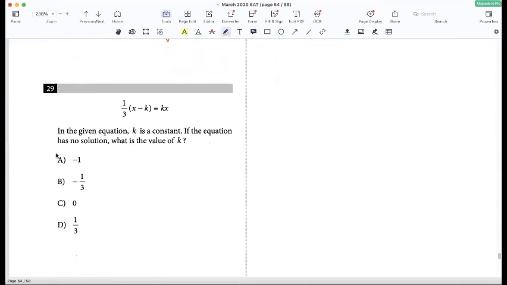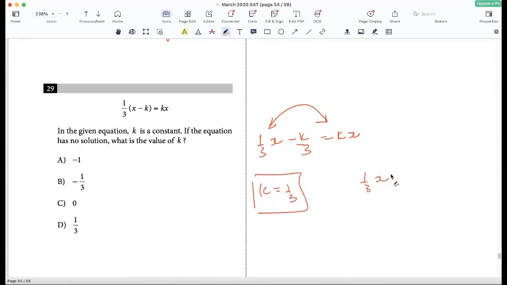In the given equation, k is a constant. If the equation has no solution, what is the value of k? So 1 by 3x minus k by 3 is kx. And for the equation to have no solution, the coefficients of the x terms should be equal, while the constant terms should not be equal. So if k becomes 1 by 3, then my equation becomes 1 by 3x minus 1 by 9 is 1 by 3x. And this equation cannot have a solution, right? So k has to be 1 by 3.